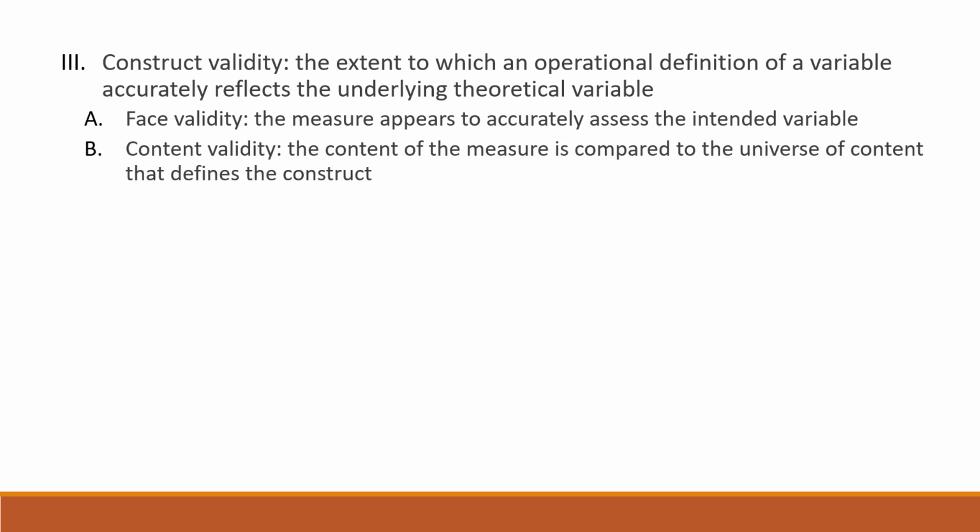Then there's content validity, in which the measure is compared to the universe of content that defines the construct. So if we are creating a measure of extroversion, we will want questions that tap into facets of extroversion: activity level, sociability, sensation seeking, positive emotionality. These things are aspects of extroversion, and we want to make sure we are measuring those things.